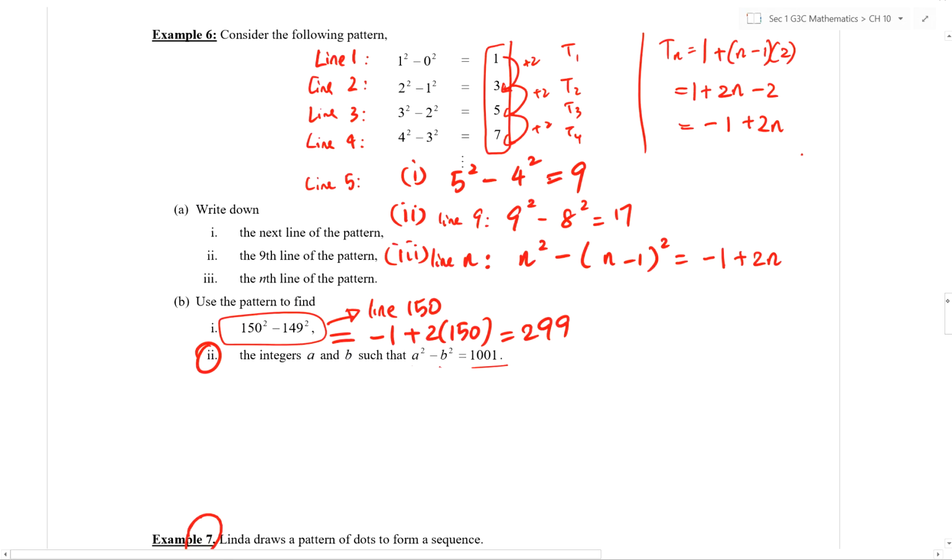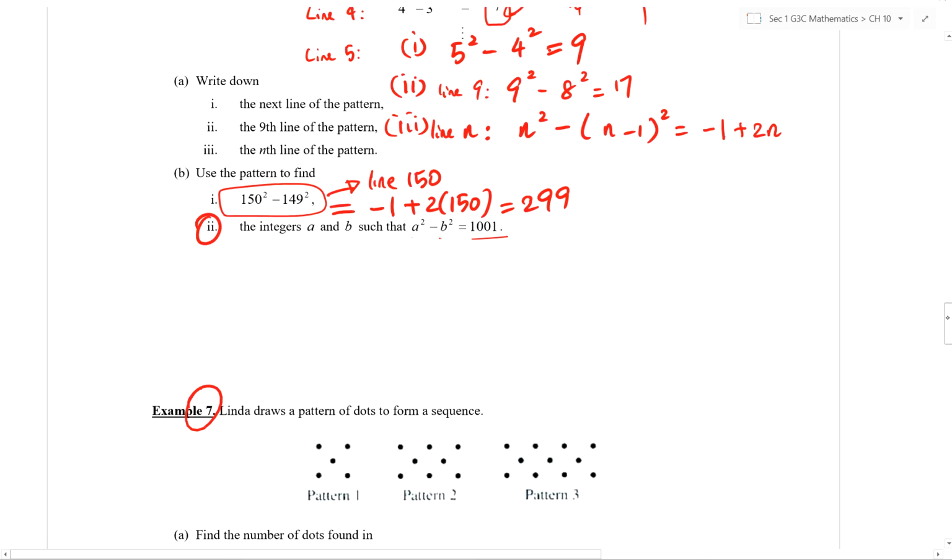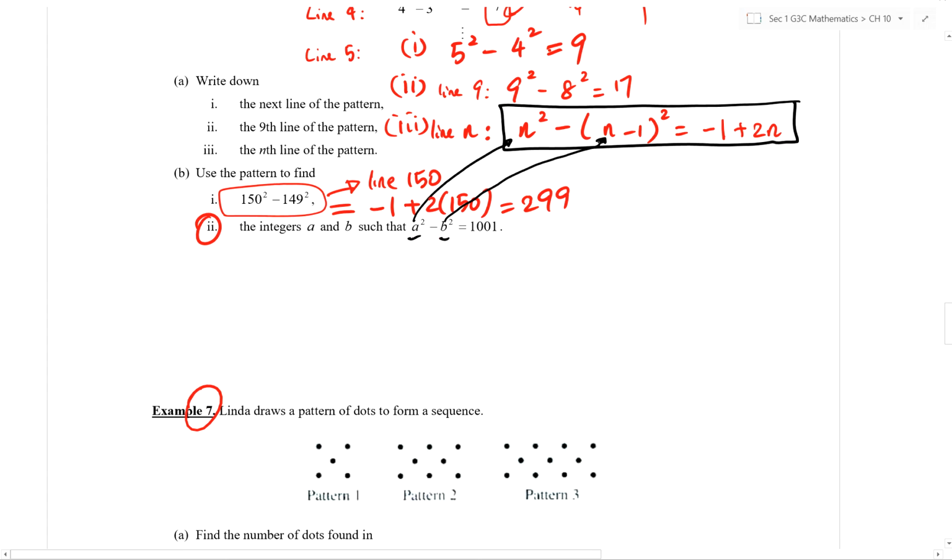So in example number 6, we had to use the pattern to find the integers for a and b such that a squared minus b squared is 1001. And we have already established that line n has this particular format. Now we would like to find the value of a and b. We know that a will be related to n. We know that b will be the same as n minus 1.